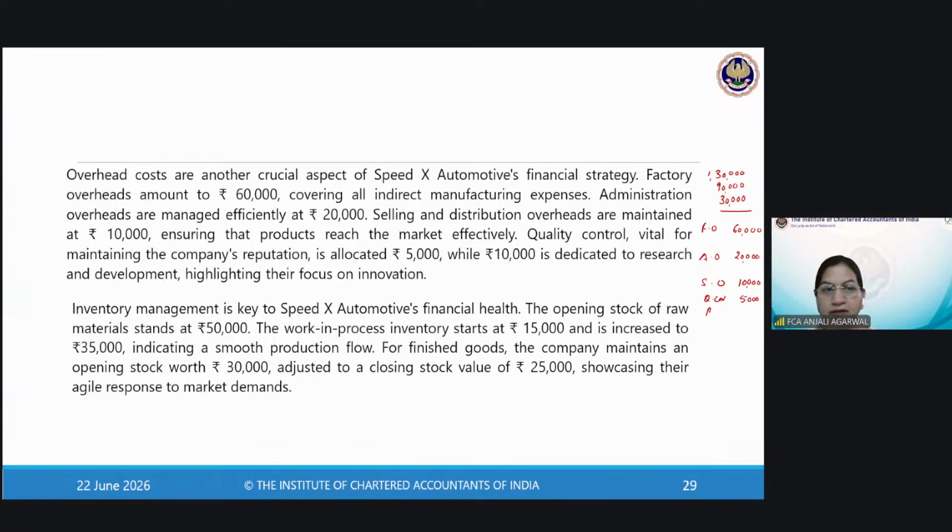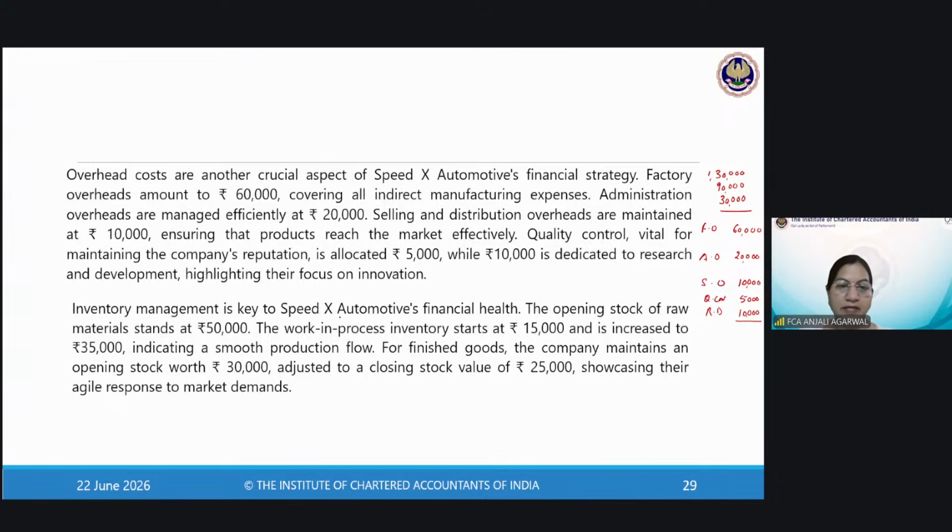Similarly, research and development also, highlighting their focus on innovation. So these are some of the other costs which I'll add after the selling overheads. Because research and development is also not to be charged in one particular year. The benefits of research and development are reaped over many years.